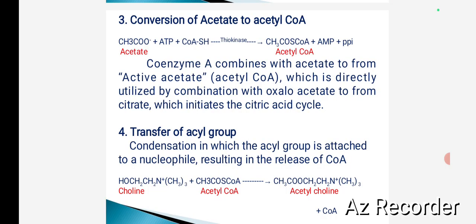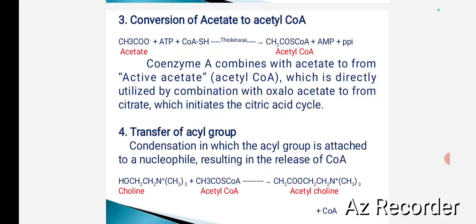Acetate reacts with ATP and CoA-SH in the presence of thiokinase enzyme, which produces acetyl-CoA, AMP and inorganic phosphate. Coenzyme A combines with acetate to form the active form of acetate, that is acetyl-CoA, which is directly utilized by combination with oxaloacetate to form citrate, which initiates the citric acid cycle, the TCA cycle.